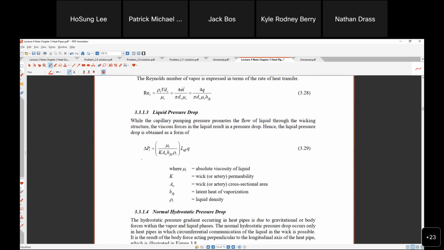Now liquid. This is a minor term, not major. It's small, so you can neglect it, but I'd like you to calculate it to confirm this is very small. Now liquid, calculate again: mu, and K is the permeability using the table. Once you go to the table, you can figure out the area of wick. Be careful, W is sometimes a wick, sometimes a wire. You have to figure it out.